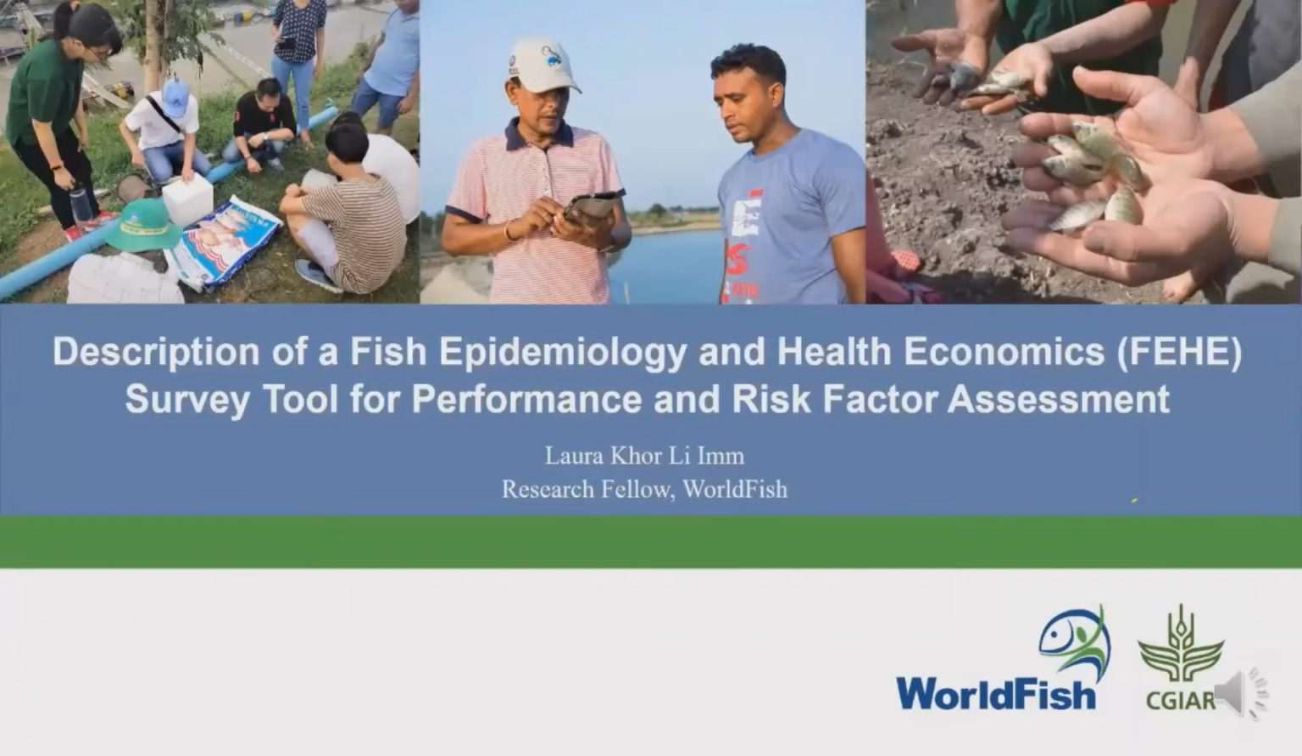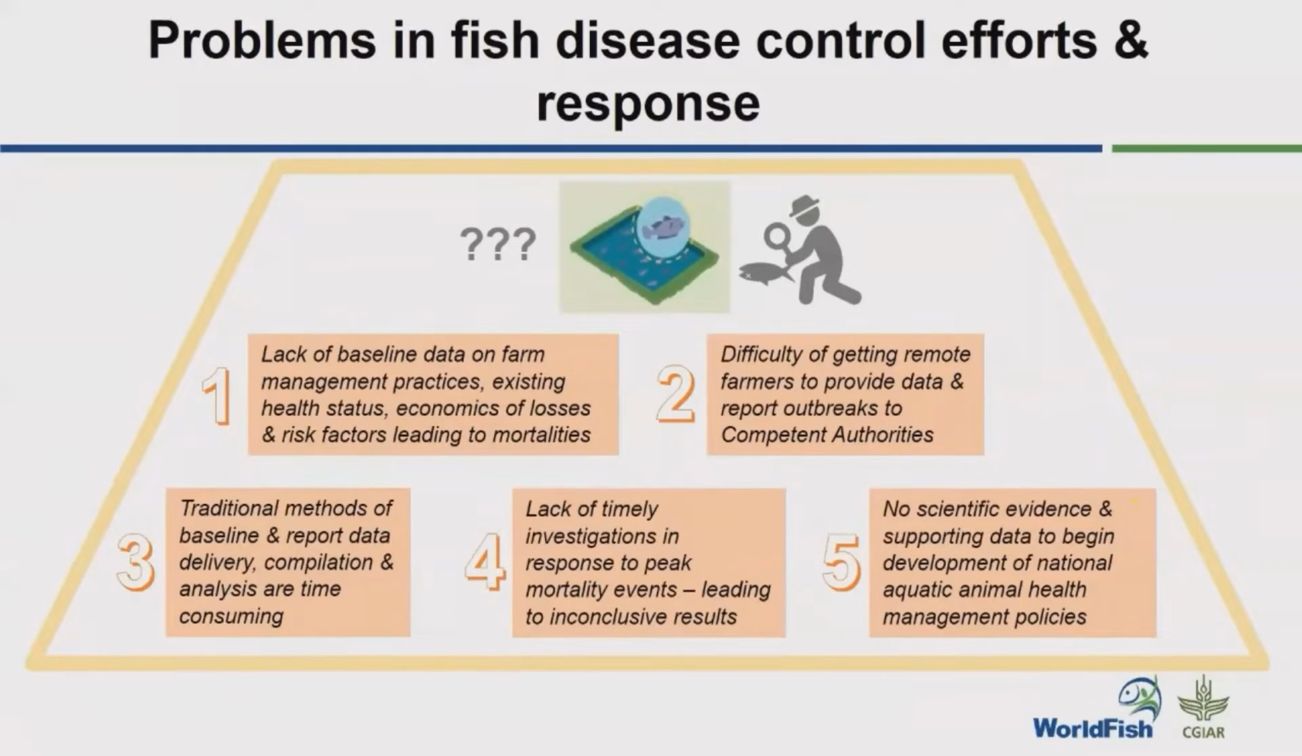Among the many problems we face in fish disease control efforts is the lack of baseline data on current health status, practices, economics of losses, and risk factors in farms. There is a difficulty in getting remote farmers to provide data and to report outbreaks to the authorities. And the methods of gathering, compiling, and analyzing data is so time consuming that it has led to late follow-up investigations into disease events. Finally, there is a lack of supporting data to develop aquatic animal health management policies.